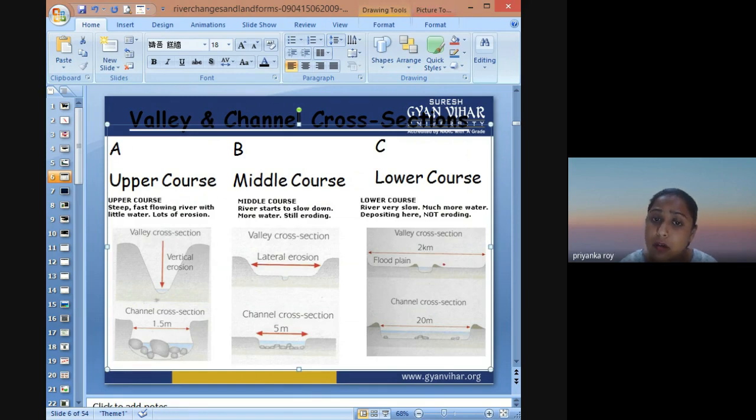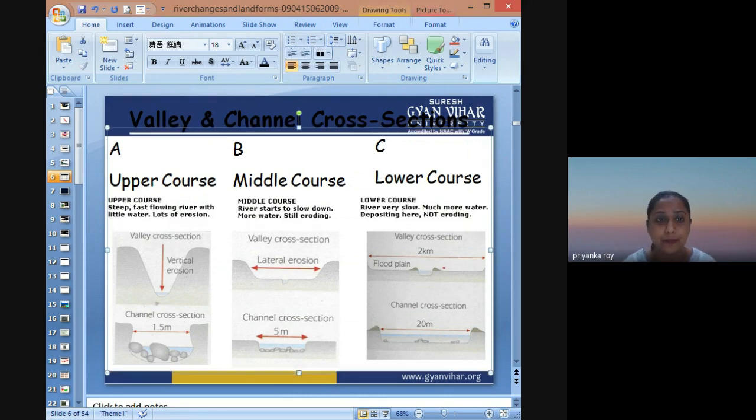Then we come to the lower course of the river, where the water flow is very slow, almost sluggish. More water is collected here, so you will be able to see a large amount of water flowing. It has a wider valley, a wider section containing a large amount of water, and the speed of the water is also slow. So here the erosion is minimum, and it has more deposition along its course. Okay.